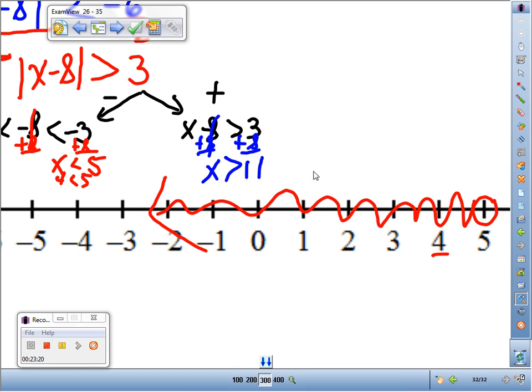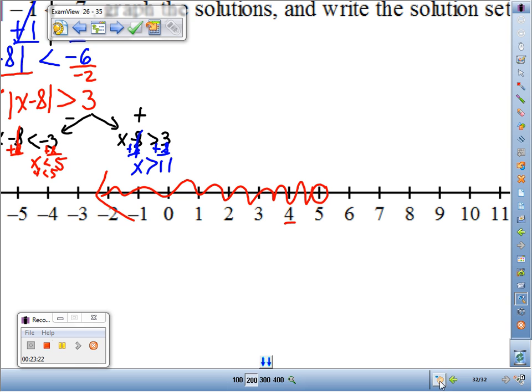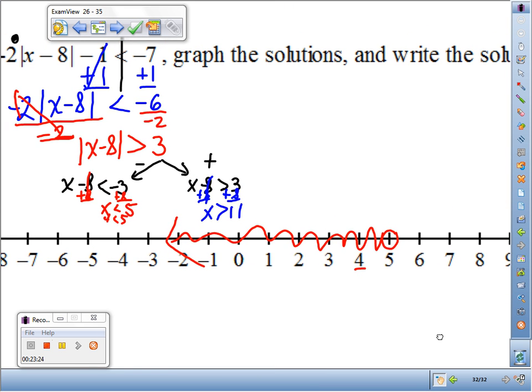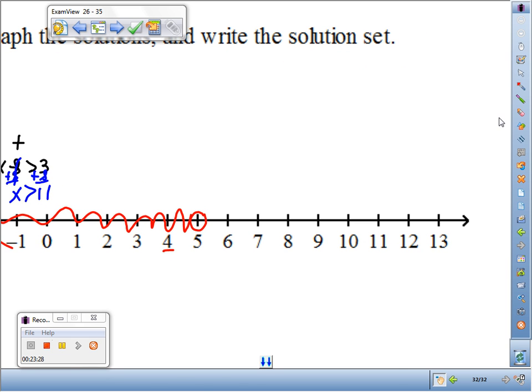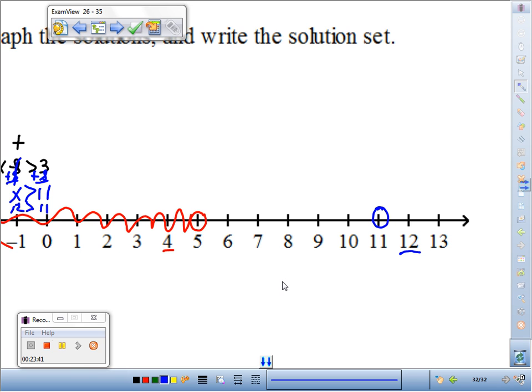Okay. I'm going to zoom out a little bit. Now I'm going to graph the next one. X is greater than 11. Does it include the point? No. And I'm going to test 12. Is 12 greater than 11? Yes, that means this is going to go that direction.